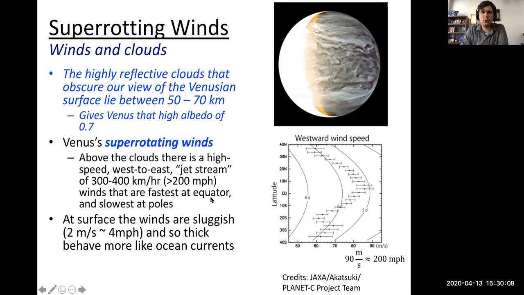And whenever you have these winds that are literally circling around the planet much, much faster than the rotation rate, then we call such things super rotating winds. So Venus has super rotating winds high up in the atmosphere, which, if you think about it, makes it kind of hard to descend through a layer where you have winds that are as fast as hurricane winds or faster.